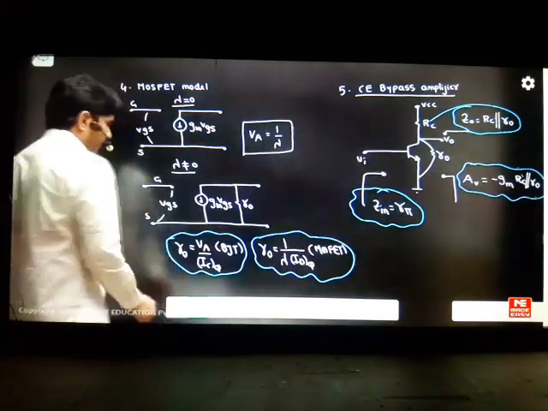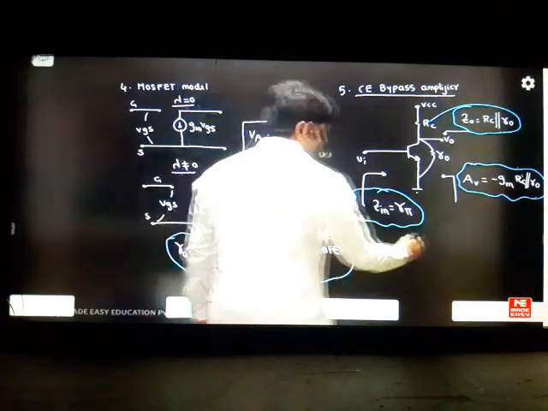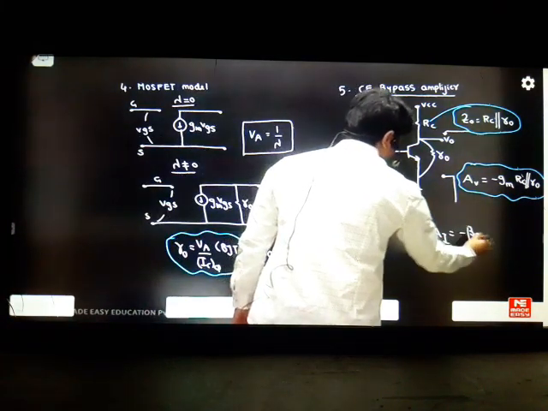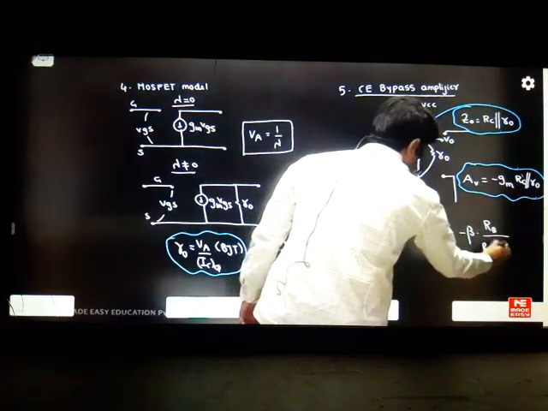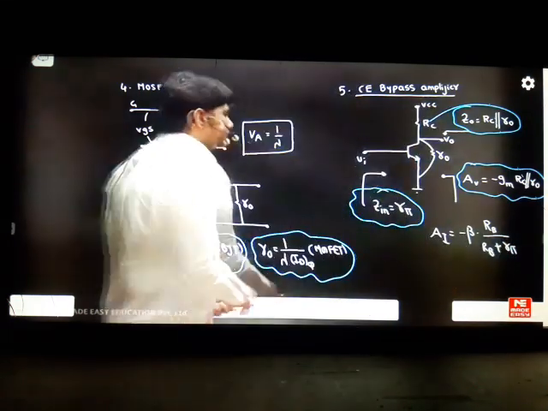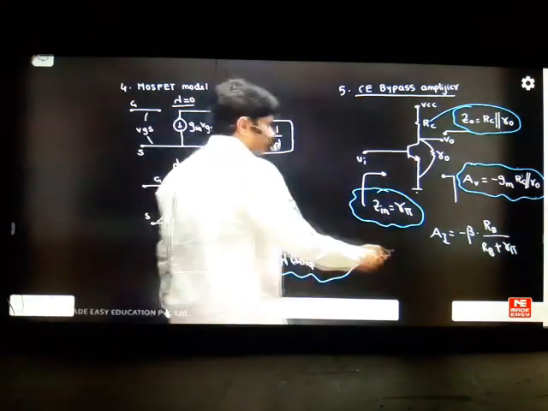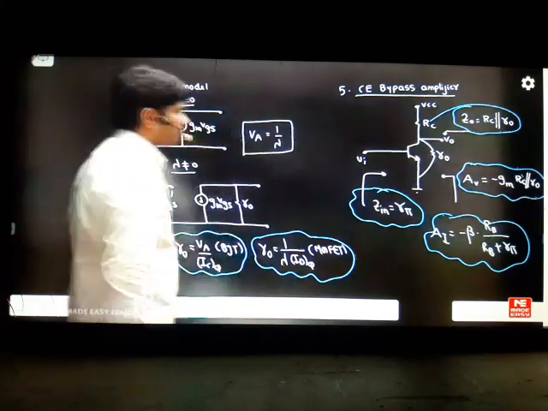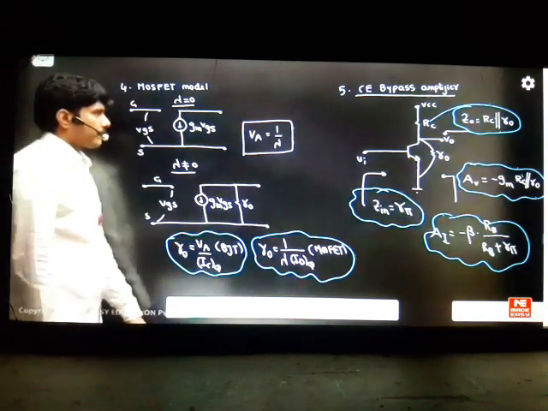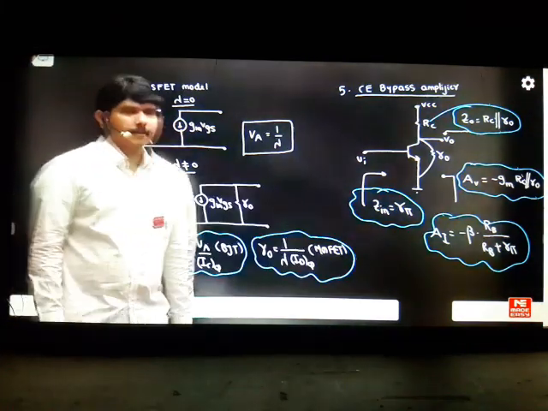These are my formulas. If you want one more formula, we have a current gain formula also, which we practice as minus beta into RB by RB plus your R pi. This formula you can practice by current division rule technique. This is a separate formula for you. It is minus beta RB by RB plus R pi. So this completes the concept of common emitter bypass amplifiers.